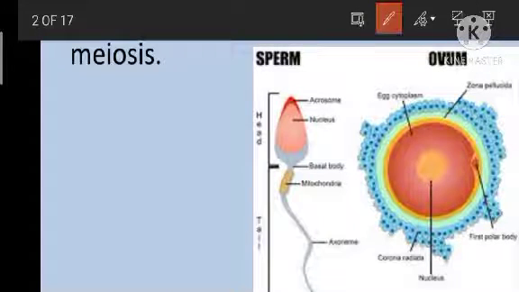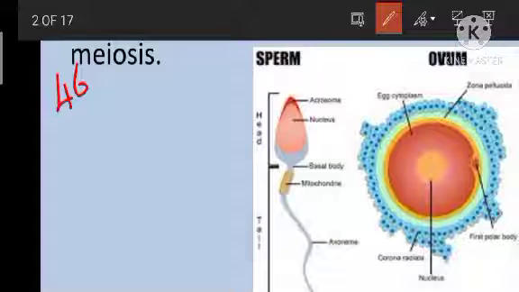Again, our normal chromosome number is 46, isn't it? All our diploid cells have 46 chromosomes. Now, meiosis is occurring in the male germ cells. As a result, the male gamete, that is the sperm, is produced. So the sperm will have how many chromosomes? Half the number of chromosomes as that of the parent, isn't it?